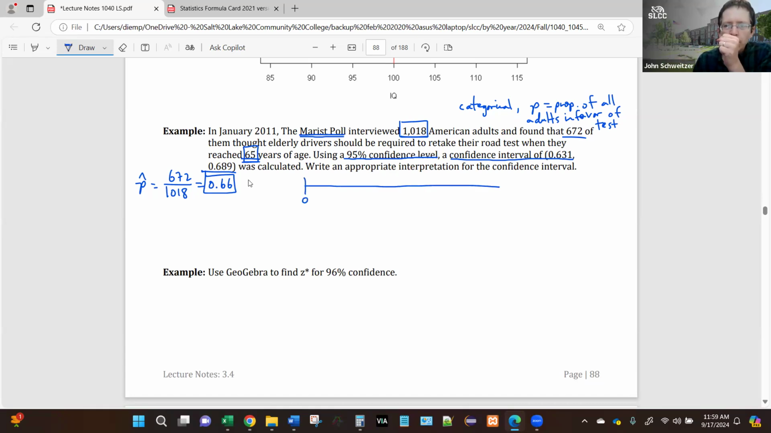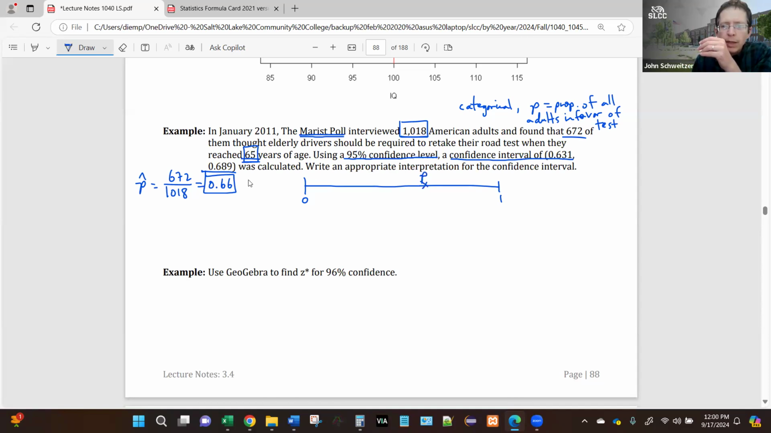P, which is the proportion of all adults who favor the test, has to be between 0 and 1. The least it could be is 0, right? You could have the case where nobody wants this test to take place. The other extreme could be 1. You could have a case where everybody wants this test to be in place. But of course, it's not going to be those extremes typically. It's going to be somewhere in between, and maybe it's right here.